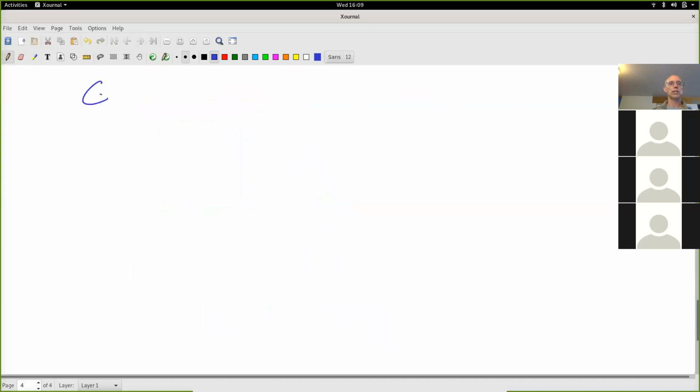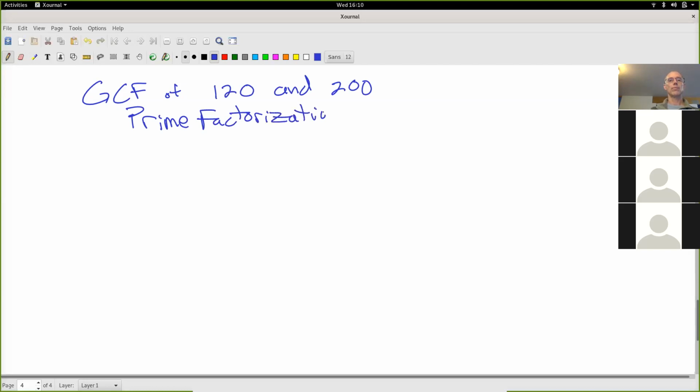So greatest common factor of, how about 120 and 200. So we're going to do this by using the prime factorization again, see if we can piece it together. And we can also check by using the factor pairs. So we're going to use prime factorizations. So we need to make a factor tree for each number.